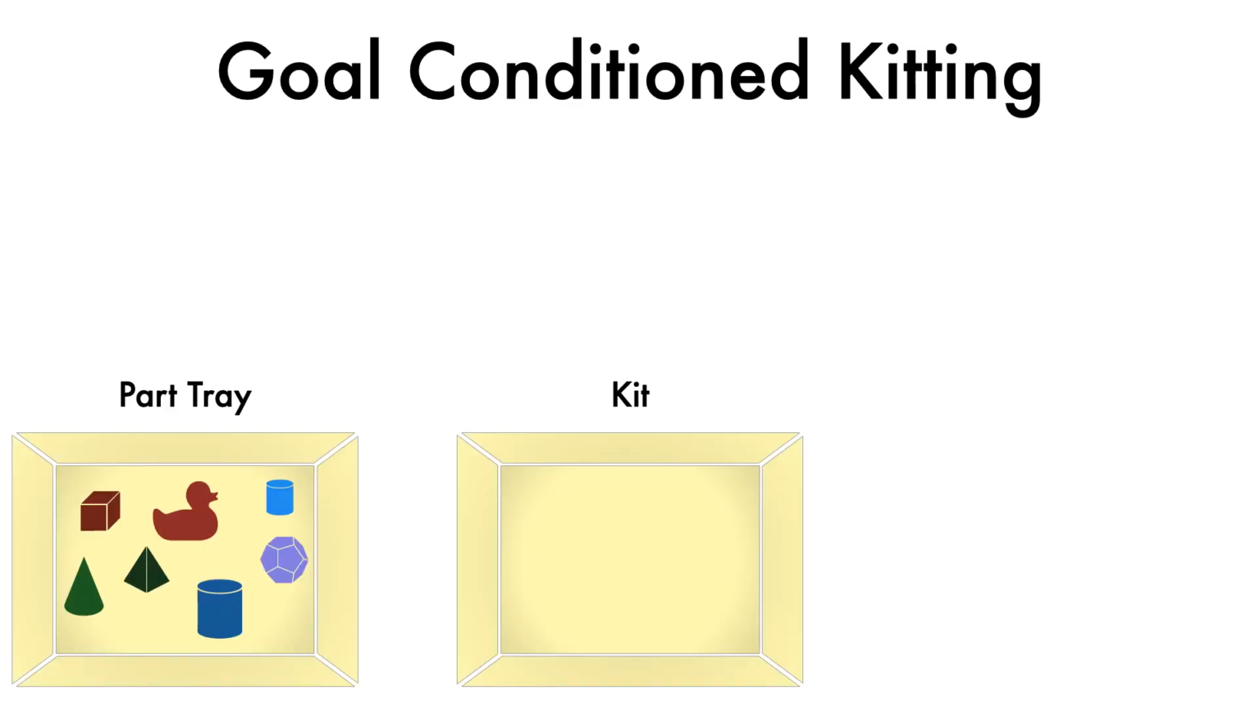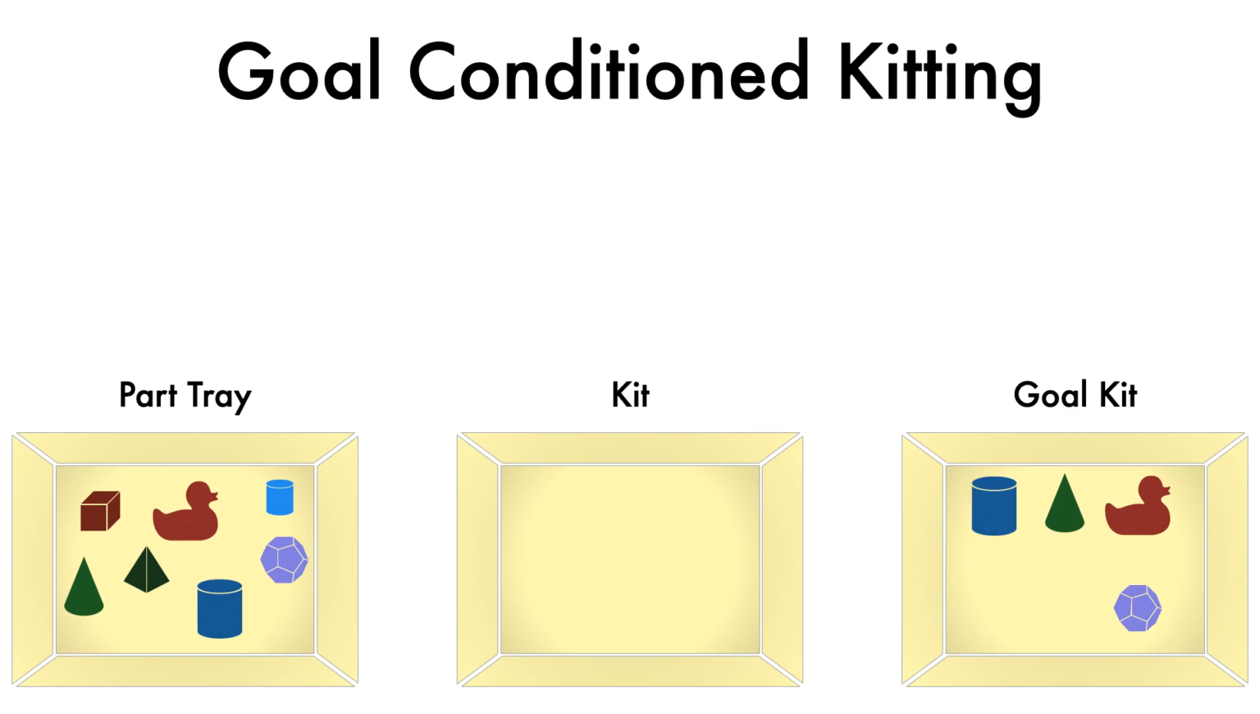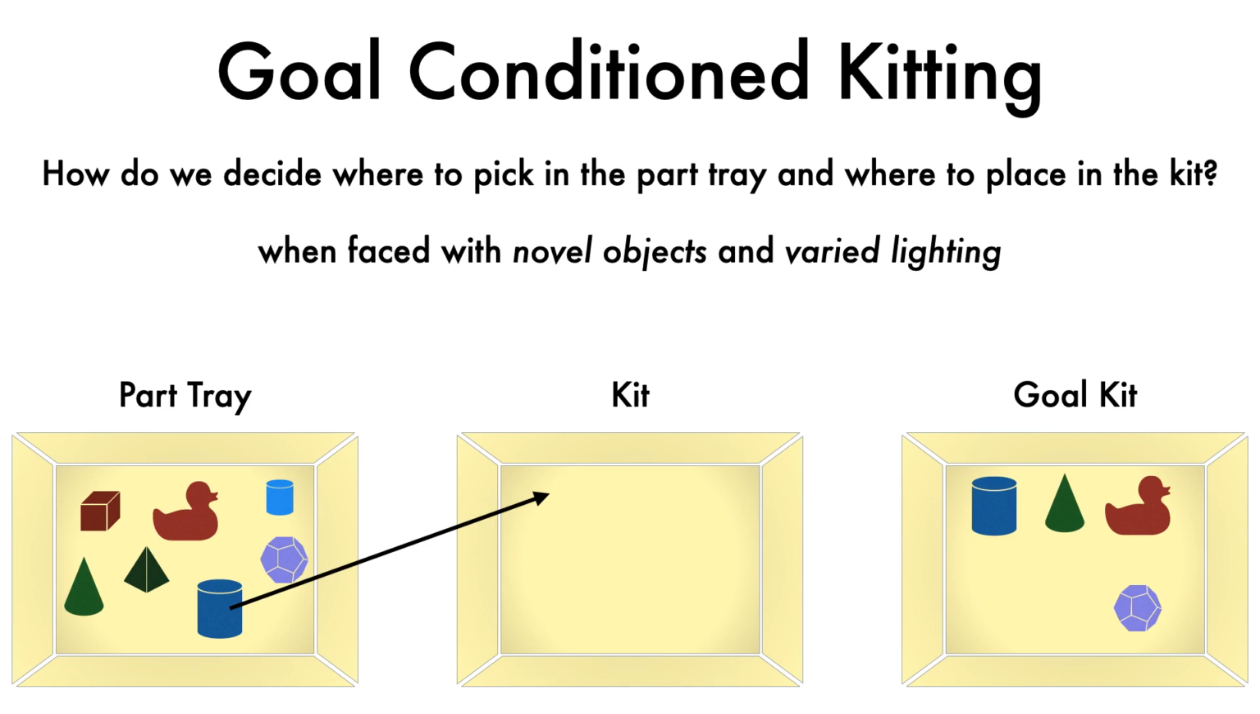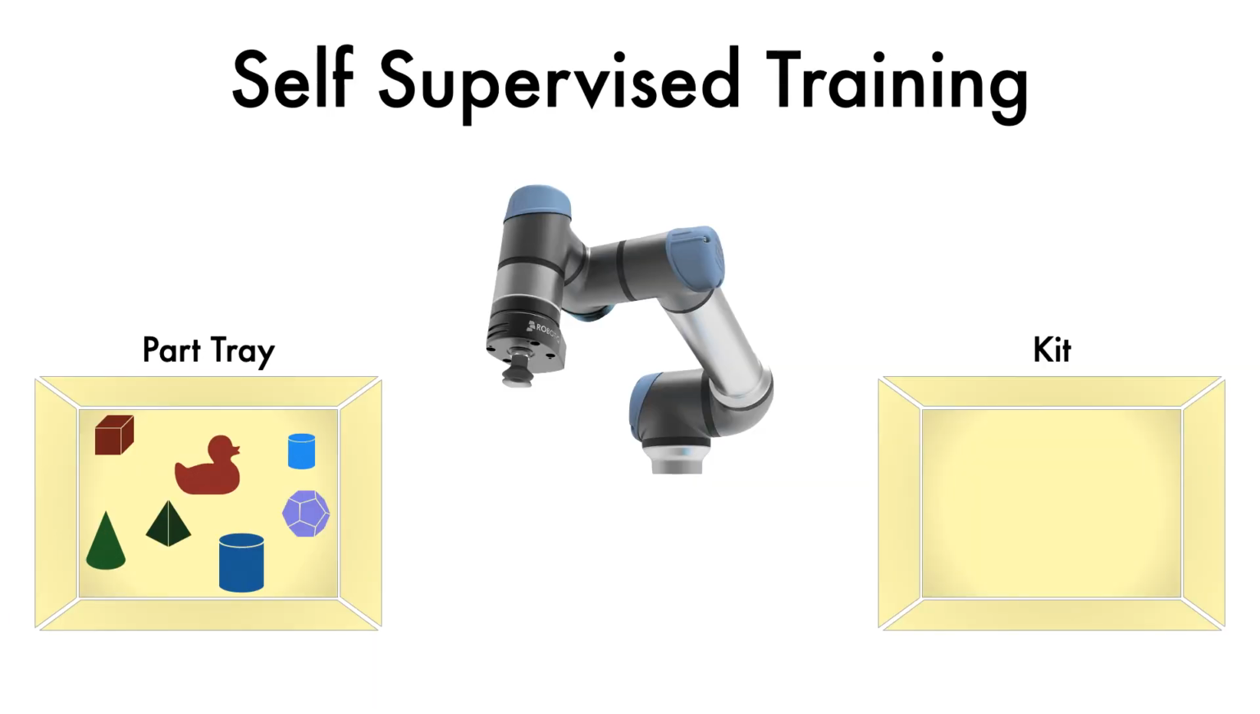The problem we're interested in is that, given a goal kit, the robot must decide where to pick and place objects in order to match the goal kit. For example, here the cylinder should be placed into the top corner of the kit in order to improve similarity to the goal. Specifically, we want an approach that will generalize to novel objects and lighting conditions and is learned without human supervision. We use the following self-supervised learning approach.